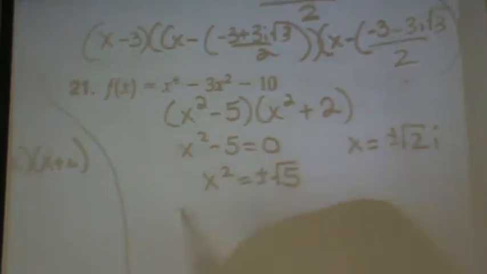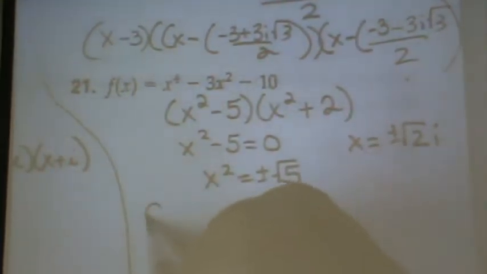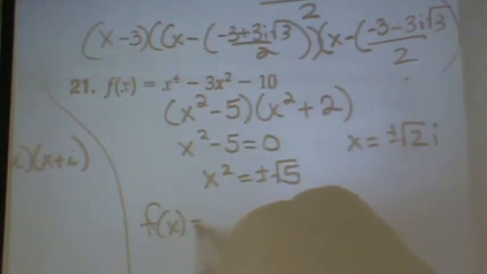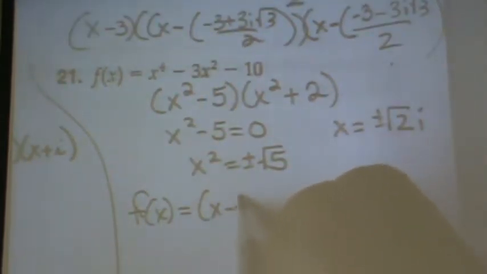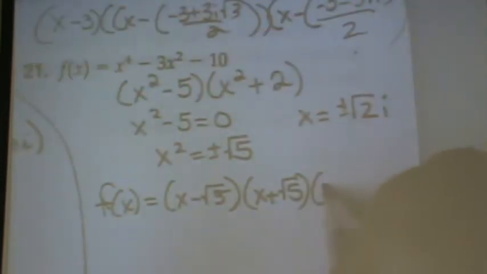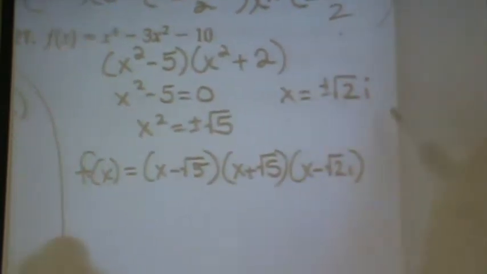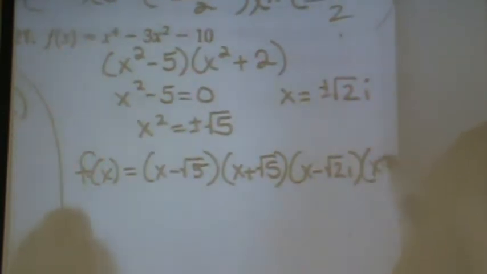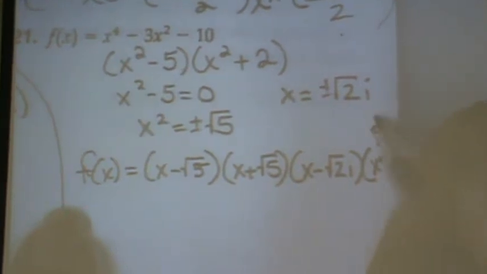So in factored form, you would write f of x equals x minus root 5, x plus root 5, x minus root 2i, and obviously x plus root 2i. I'm off the side.